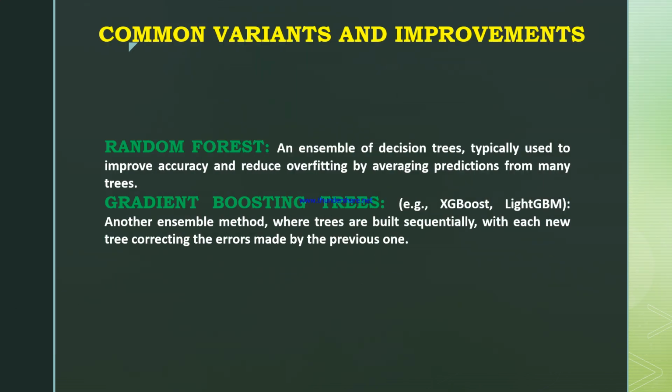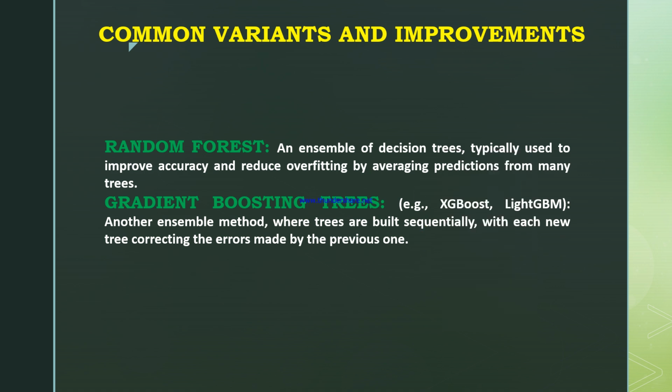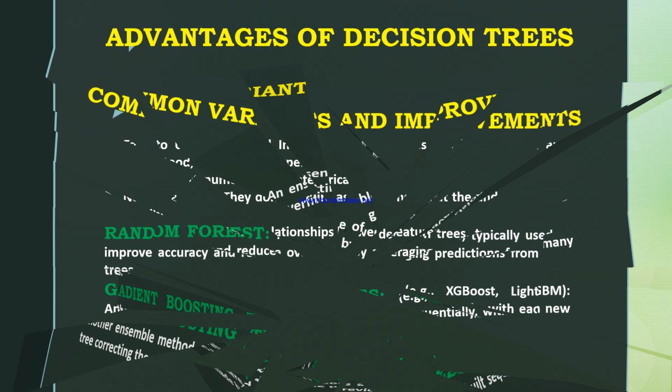Common variants and improvements. Random forest: an ensemble of decision trees typically used to improve accuracy and reduce overfitting by averaging predictions from many trees. Gradient boosting trees: another ensemble method where trees are built sequentially, with each new tree correcting the errors made by the previous ones.